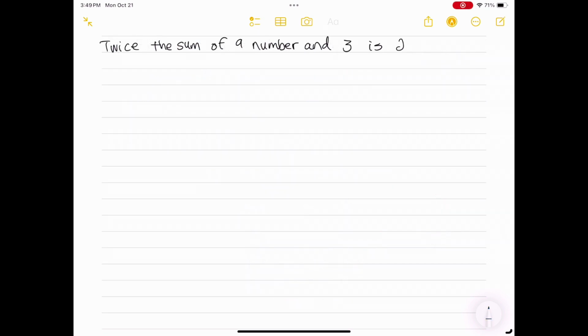Next problem. Twice the sum of a number and 3 is 22. Find the number. I begin by letting x equal the number we are looking for. So I will write that down as x equals the number. The sum of a number and 3 would be written as x plus 3. I put parentheses around that, and I multiply it by 2 to indicate that twice that sum equals 22.